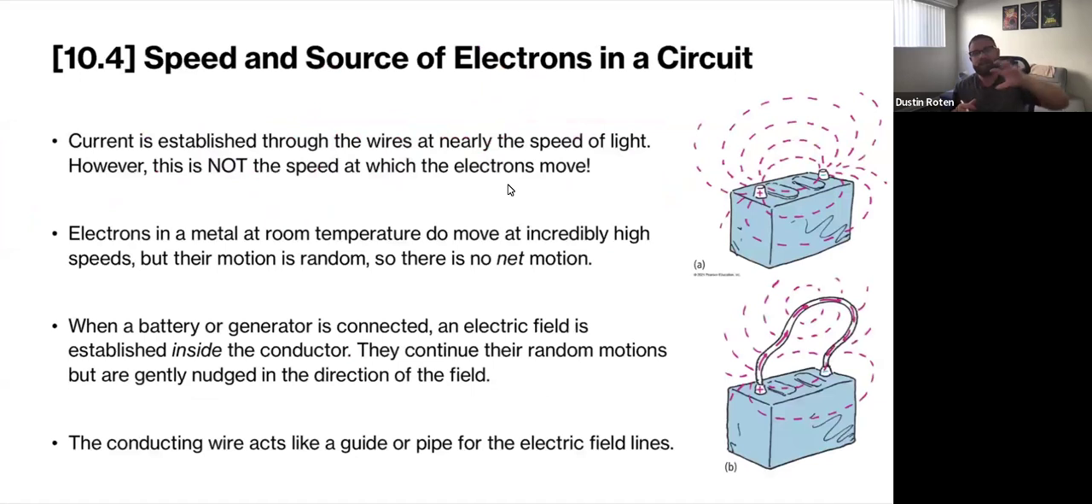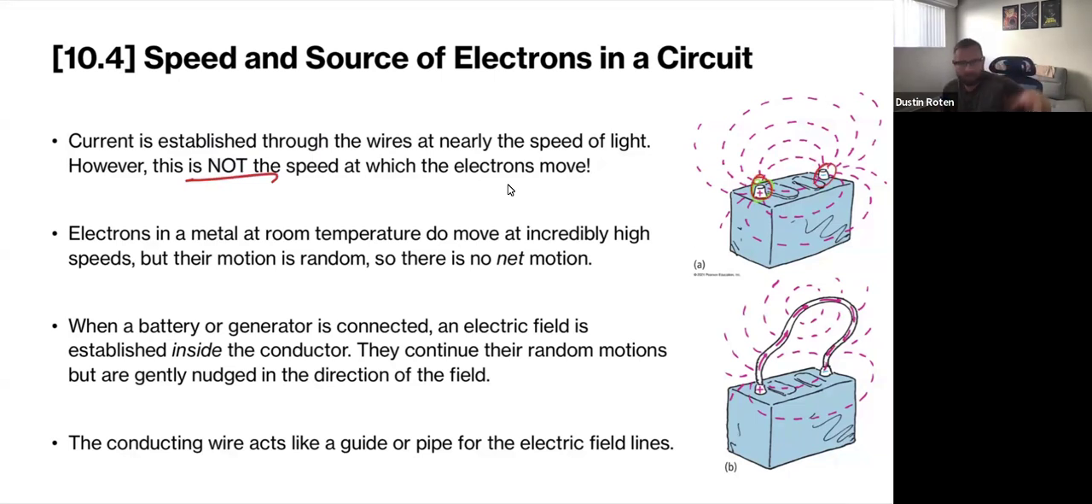All right, let's talk about what's actually going on inside these wires and these circuits. So current is established through the wires at nearly the speed of light. That means as soon as you connect two terminals, like over here in this picture, let's use a different color, as soon as you connect these two terminals, you have an instant current. But the speed of the electrons moving from the negative to the positive, they don't move that fast. It's just the current is set up that fast, okay?